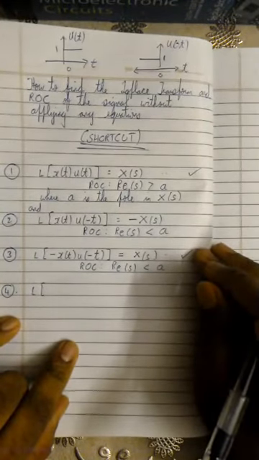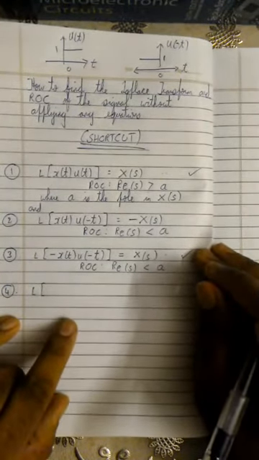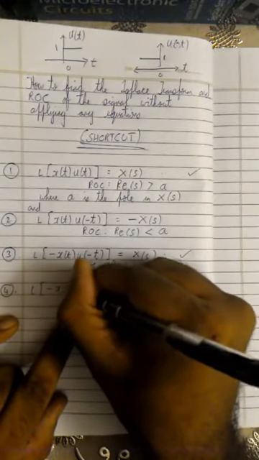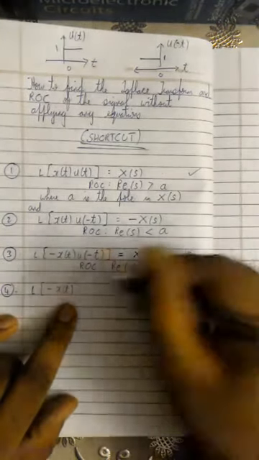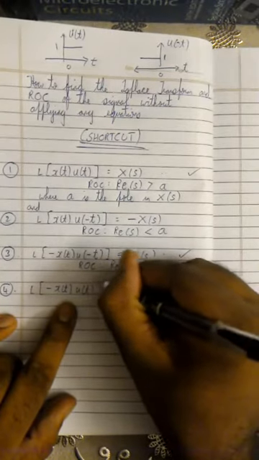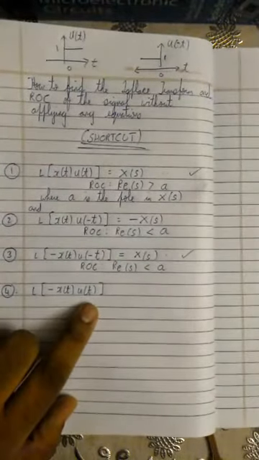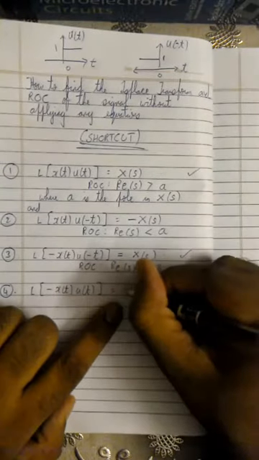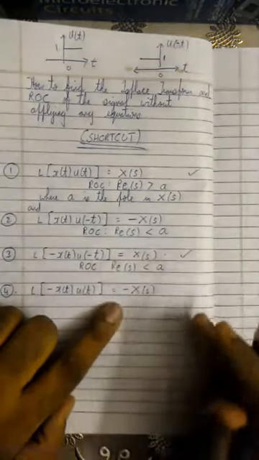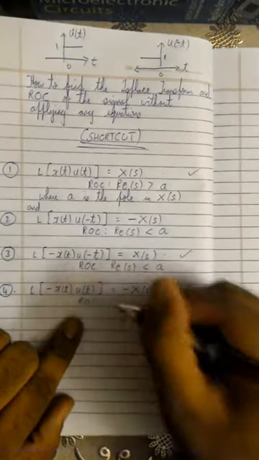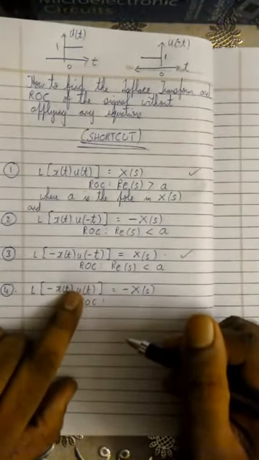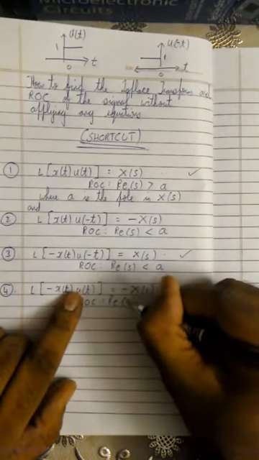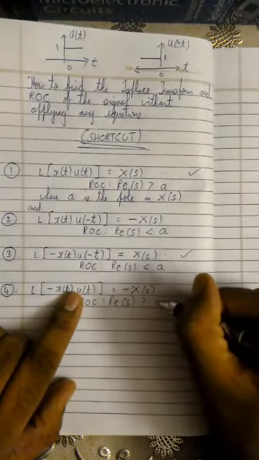Likewise, if I want to find the Laplace transform of a signal that looks like this, minus x of t u of t, then what is my Laplace transform? It will be minus X of s. And what will be my ROC? Since this signal is multiplied by u of t, it's a right-sided signal. So your ROC will be real part of s greater than a.